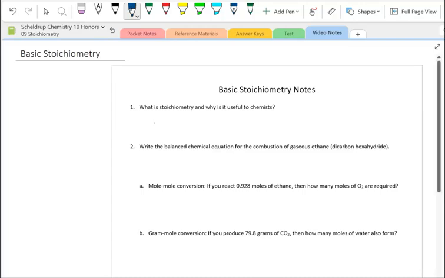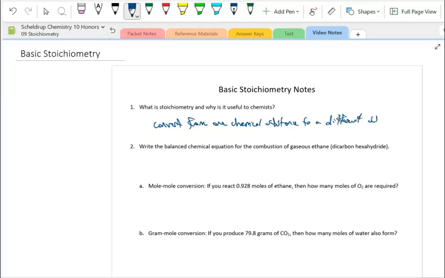So it's a way for chemists to convert from one chemical substance to a different substance within a chemical reaction. Now, this is extremely useful to scientists. This is like the main idea of a first semester chemistry curriculum, right? This is what we can do. This is how the math and chemistry come together.